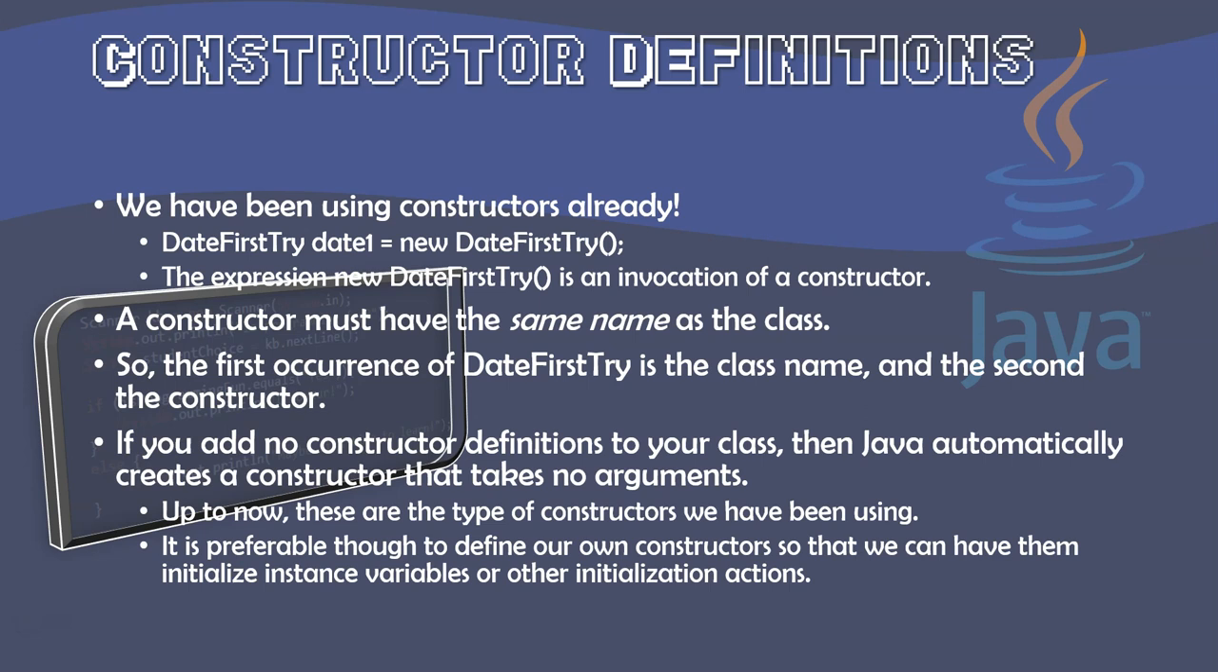If you add no constructor definitions to our class, such as when we first started with DateFirstTry, DateSecondTry, etc., then Java automatically creates a constructor that takes in no arguments. Such as here, we have open and close parentheses. You see there's nothing passed into them. And up to now, these are the type of constructors that we have been using. Now, it is preferable to define our own constructors so they initialize instance variables or perform some other kind of initialization action.